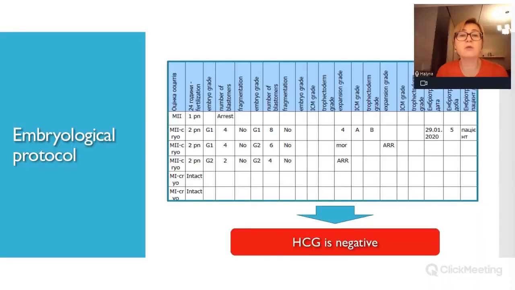Here you can see her embryological protocol. We received fertilization in 4 embryos. Then only one was more or less good on day 3, 8 cells. And then a blastocyst type 4AB was transferred to the patient, and unfortunately the result was negative.